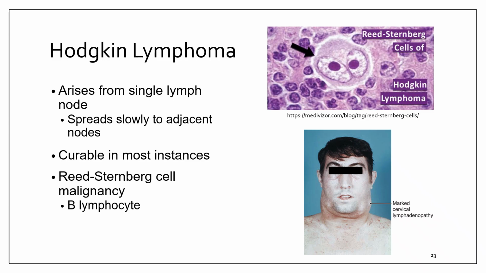Reed-Sternberg cells release cytokines that recruit inflammatory cells, suppress normal immune responses, cause lymph node enlargement, and produce systemic symptoms. This explains the classic B symptoms: fever, night sweats, weight loss. Not because of tumor bulk, but because of immune signaling chaos.